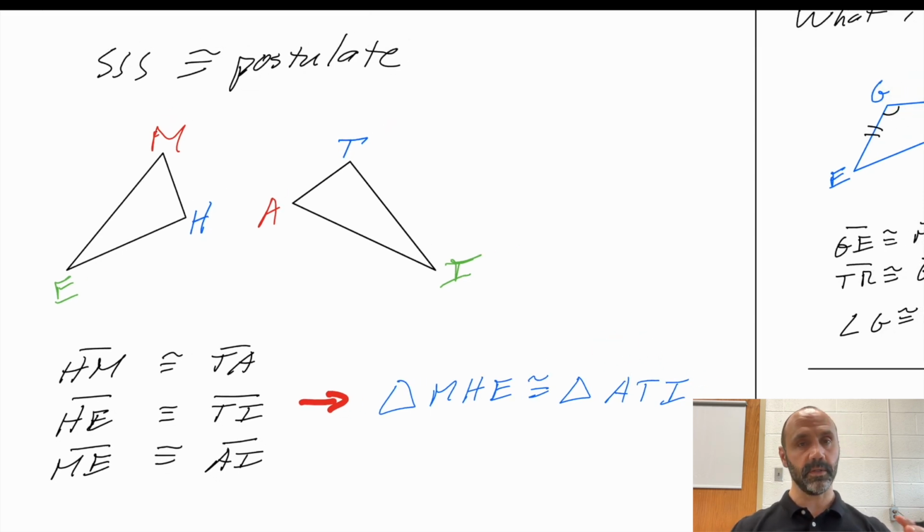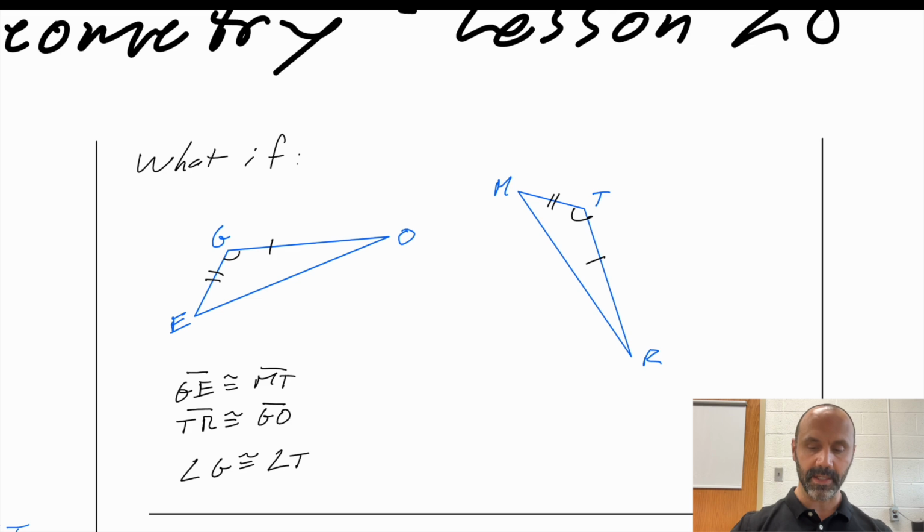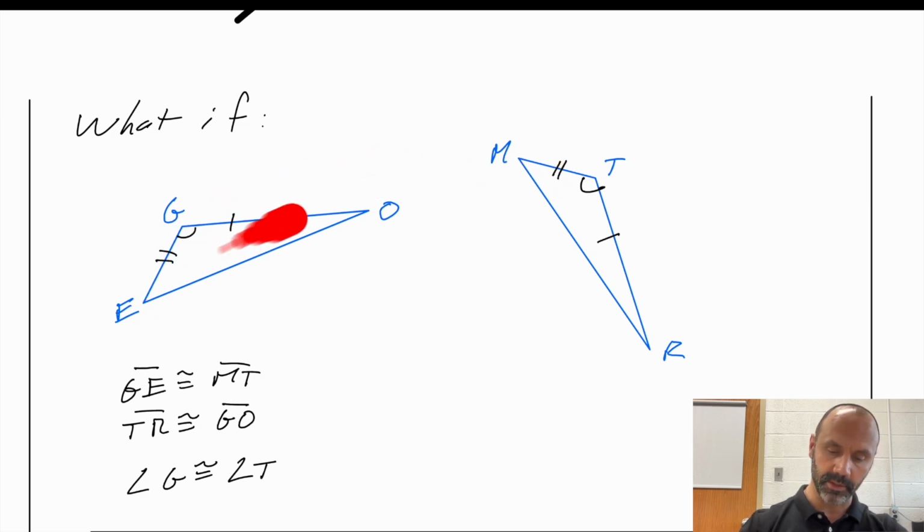Okay, now there's another way also of proving that triangles are congruent, and that is known as the side-angle-side congruence postulate. So what this means is that if I have two pairs of corresponding sides, like GE and MT, and then TR and GO, if those are congruent, and also if the included angle is congruent.